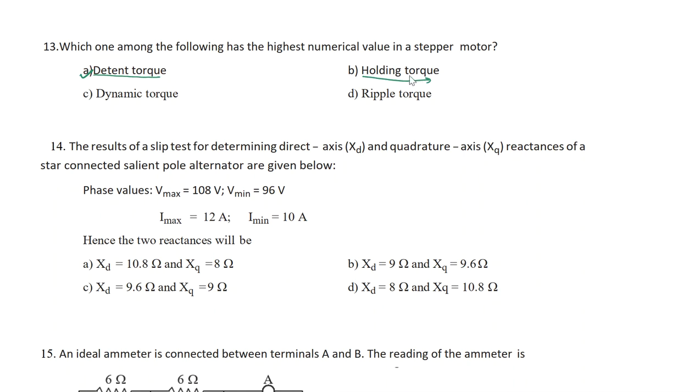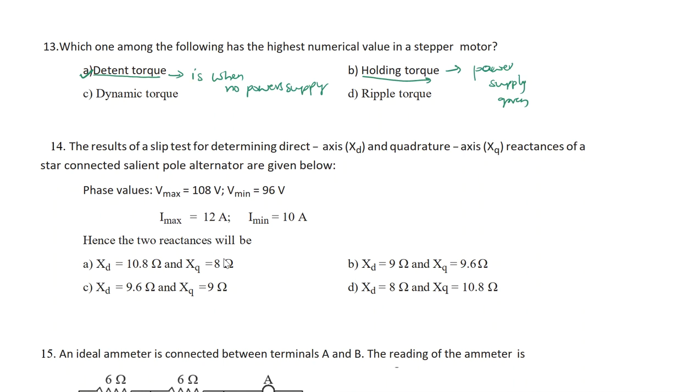Suppose I take the analogy of a two-wheeler or four-wheeler: when you apply the brake, the vehicle is in a stopped position. Similarly, detent torque is like applying an extra brake, like a parking brake. Holding torque is available when the power supply is given, but detent torque is available when there is no power supply. So the answer is A here.